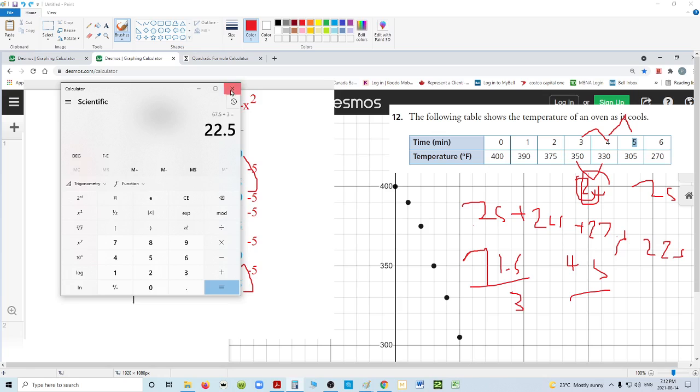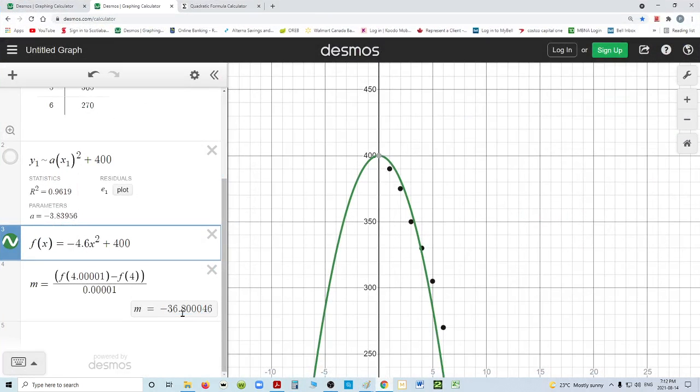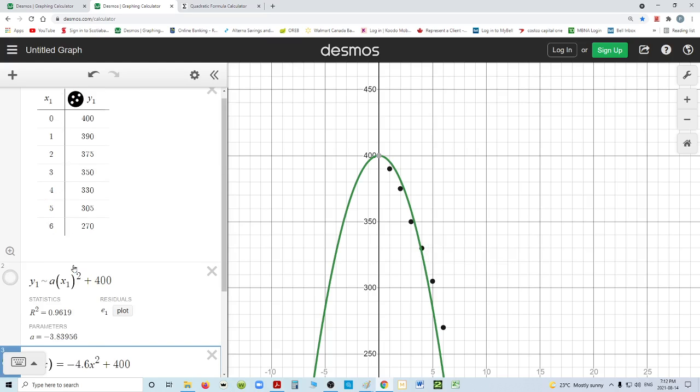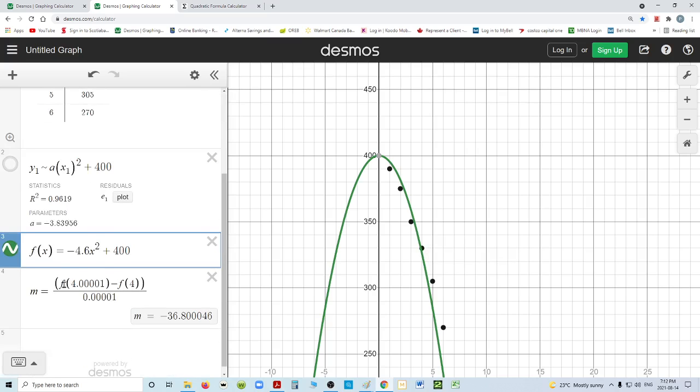Yeah, so this is showing a much more consistent decrease of 22 degrees, and this is showing 36, so it's way off. And the point we're interested in is around here. I don't know if it's that accurate, to be honest with you. I think the actual data is more accurate.